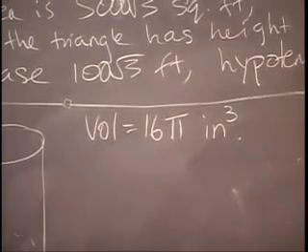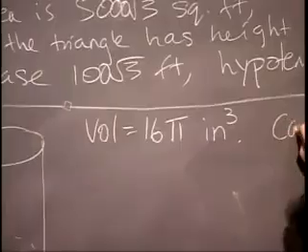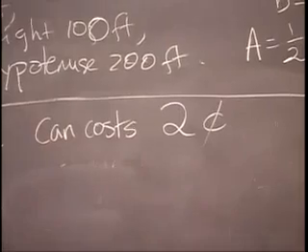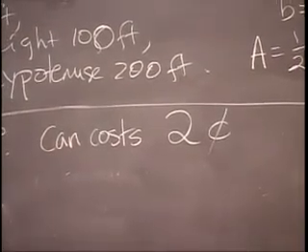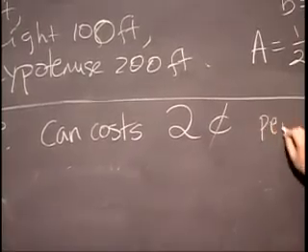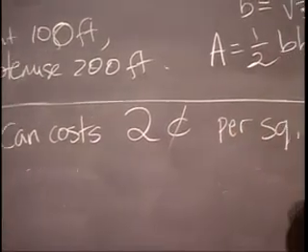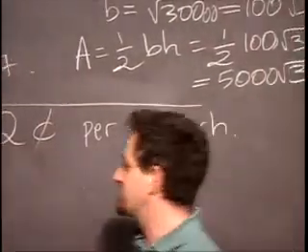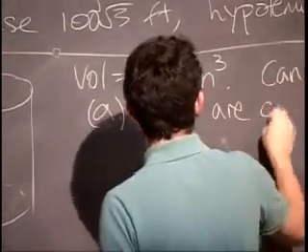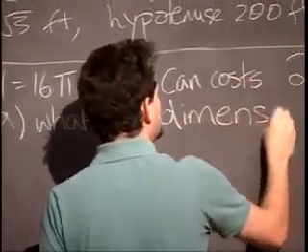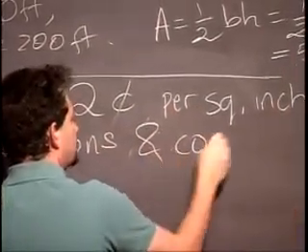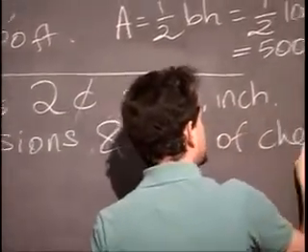Right, so I'm going to tell you that this can costs 2 cents. I'm going to put a slash through the C, because otherwise we'll think of it as the letter C. So I'm going to say the can costs 2 cents per square inch of metal. So what are the dimensions of the cheapest can? And how much does it cost? What are dimensions and cost of the cheapest can?